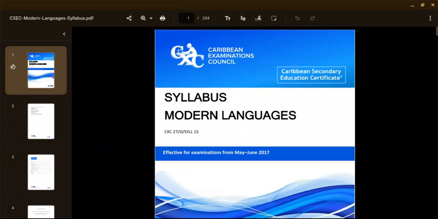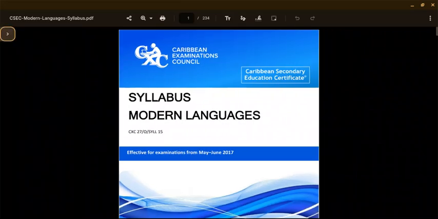And in this series, the secrets we're looking at are basically all the secrets that are in the syllabus, right? And for Spanish, your syllabus is called the Modern Languages syllabus. It's actually the syllabus that exists for French as well. All right. And as you can see, it's effective for examinations from May, June 2017.